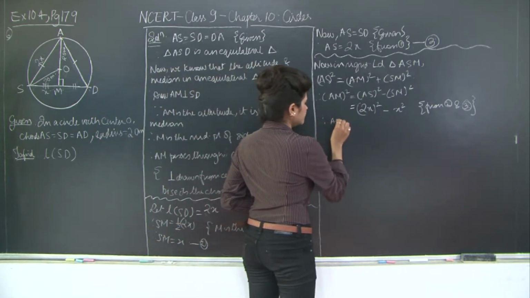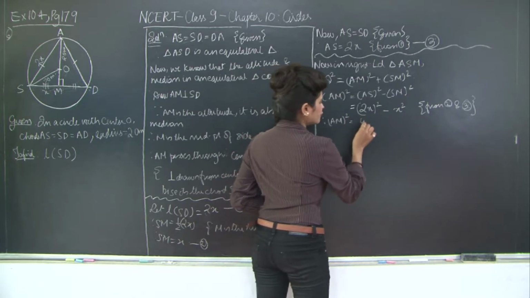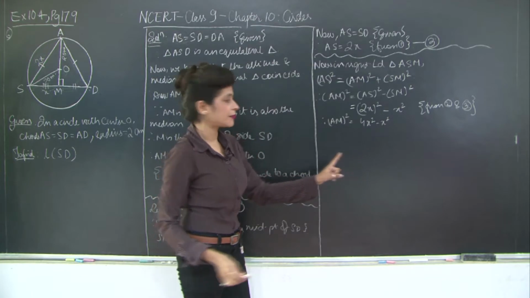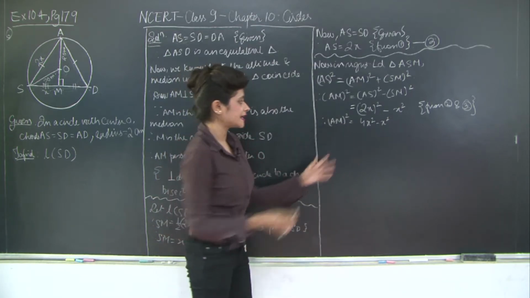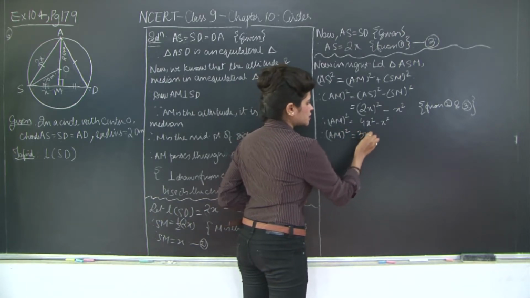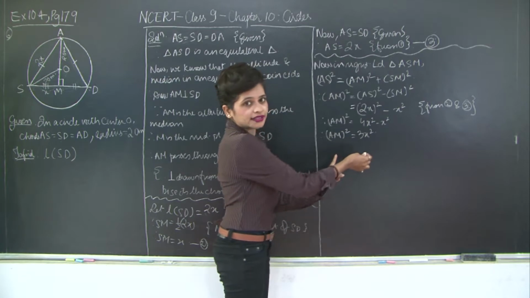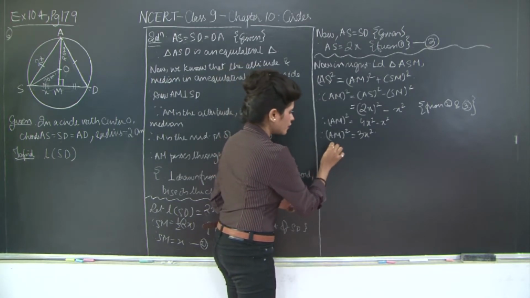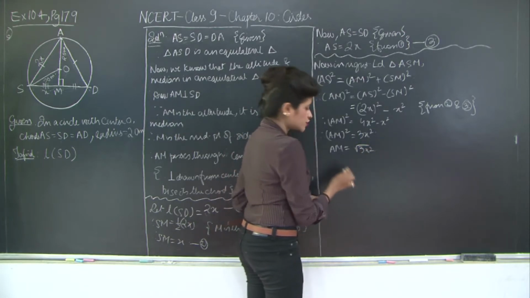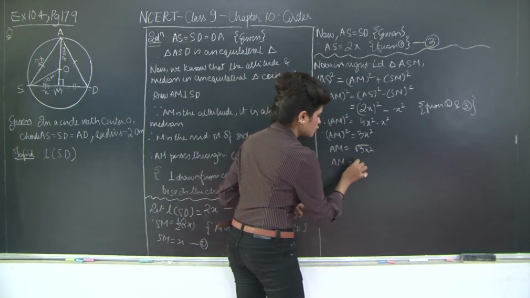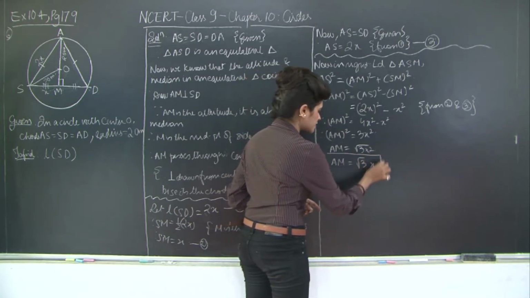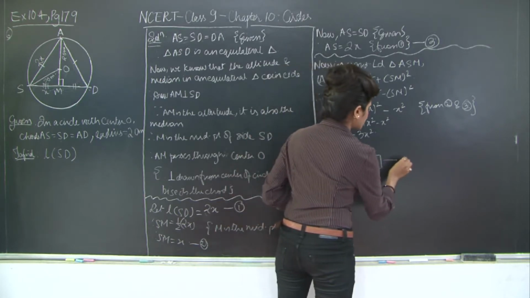Therefore, AM square is going to be 4x square minus x square. Now this is the same as 4 apples minus 1 apple, therefore it will be 3 apples, that is 3x square. Therefore AM square is equal to 3x square. Now both are squares, so I am going to take the square root. Therefore AM is going to be under root of 3x square, which is what? AM is equal to root 3 times x, right? Root 3x. Let's mark this as 4.